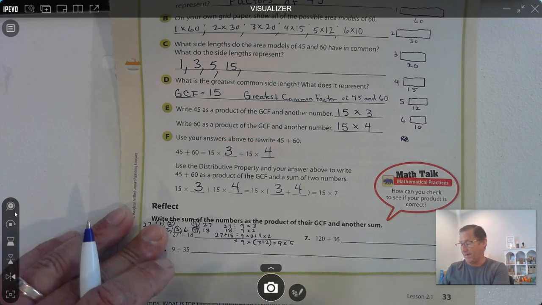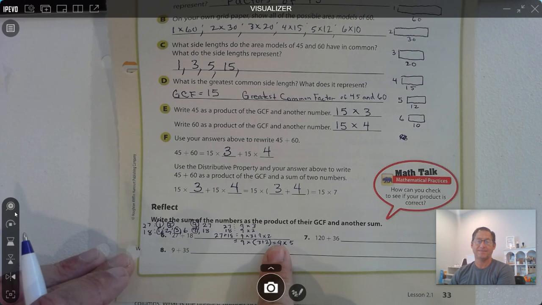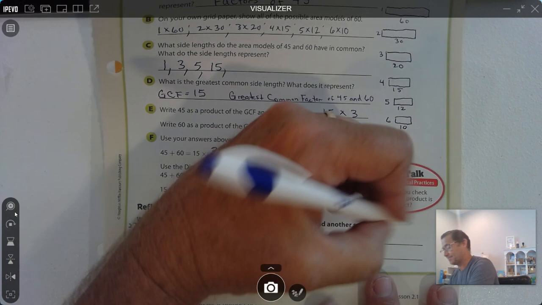Okay, so the greatest common factor was 9. So 9 times 3 is 27. 9 times 2 is 18. And we can rewrite that as 9 times 5. All right, number 7, 120 plus 36.